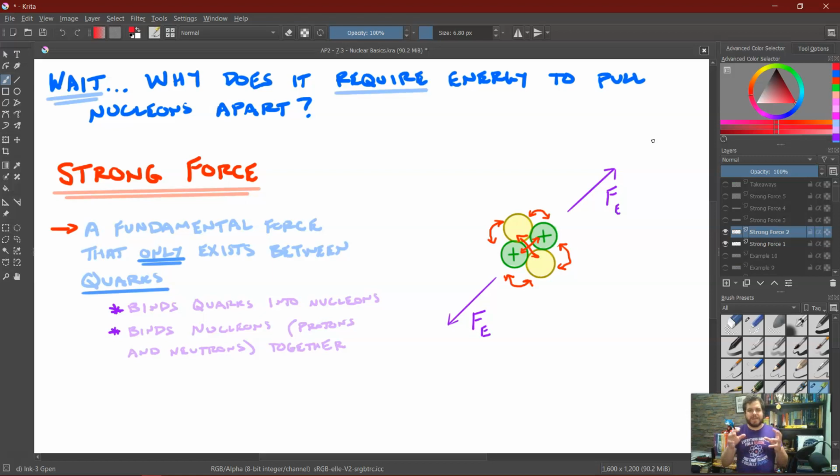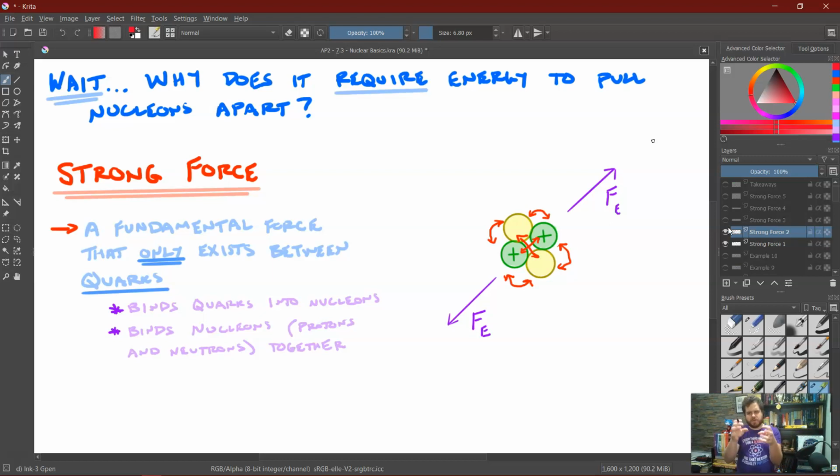So this strong force binds the quarks into these nucleons. If I have a proton or a neutron, the strong force is what's keeping the quarks together. But it also binds these nucleons together. Because if I have a proton and a neutron and another proton all right here, those quarks are really close to each other and they're exerting this strong force on each other. Now when I say this is a fundamental force, that means I've got gravity, I've got the electric force. This is its own separate category from those.